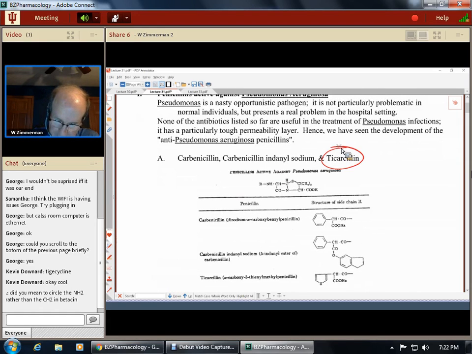Ticarcillin is the one on this page that I would say is worth knowing. Carbenicillin and its indanyl sodium form are used for UTIs. Not as useful, so I'm not as concerned about them. But what we see is a pretty big, bulky R group in each of these cases, particularly on the indanyl sodium form. It's like, whoa.